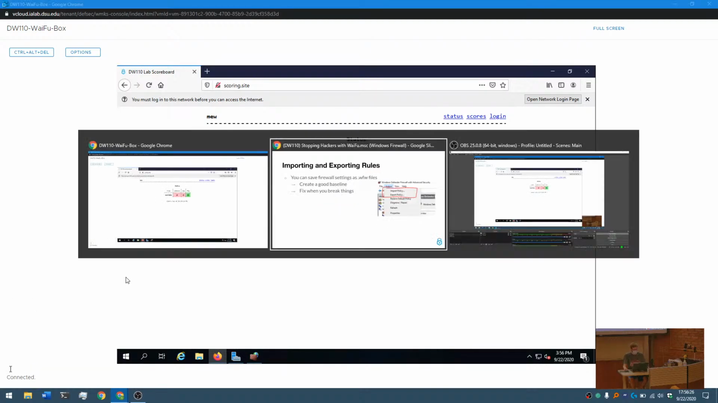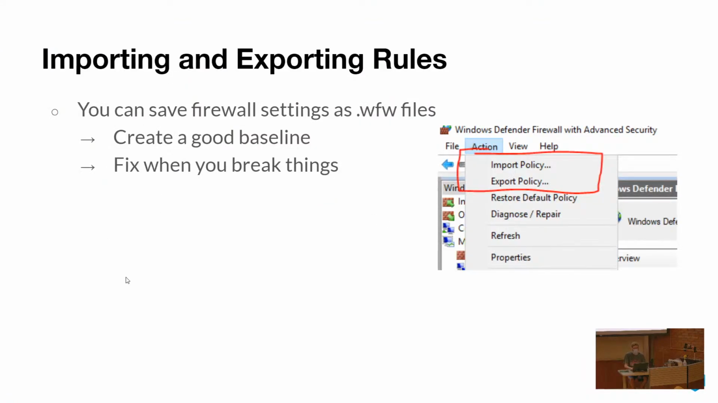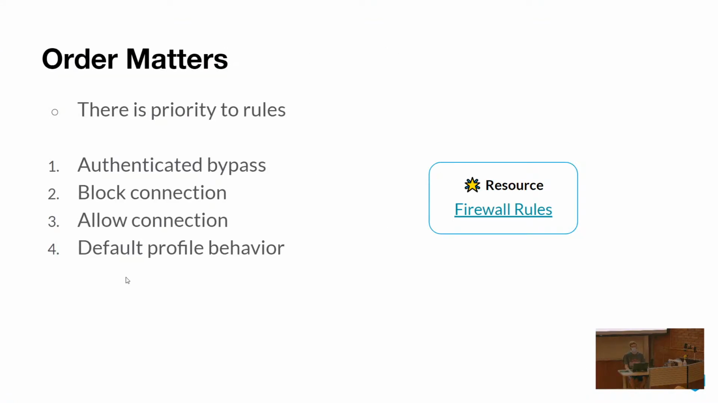So continuing on. So now we know how to import and export. The next thing we have to talk about is, okay, we start making all these rules. What rules actually trigger first? So the first priority here is what's called authenticated bypass. So remember that allow connection if secure with the IPsec and domain stuff? That is what authenticated bypass is.